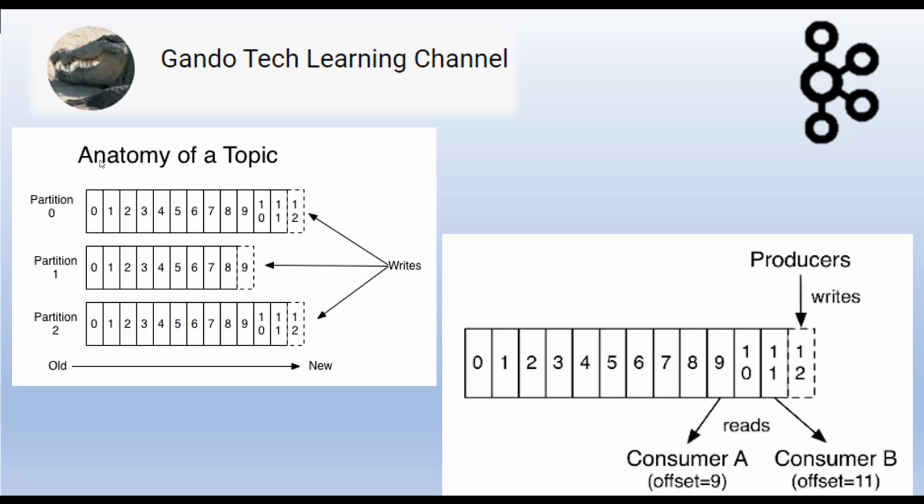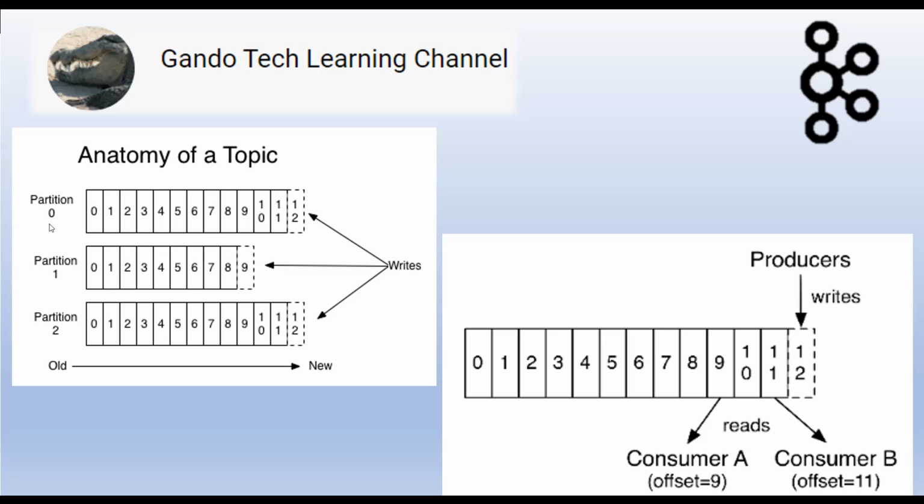As part of the anatomy of the topic, as I said, each topic can have one or more partitions, and those partitions keep the data. It's very important to say that if you have more than one partition, you can manage which partition a record goes to. There is a partition key property as part of your topic, with which you can specify the partition you want the data to go to.